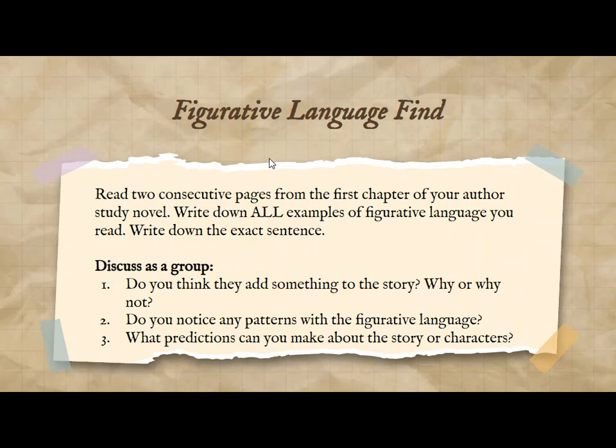All right, so what you're going to do with your group is to read 2 consecutive pages from the first chapter. You want to write down all the examples of figurative language you read, and we're not just looking for personification, but you're looking for metaphors, similes, and hyperbole as well. I want you to write down the exact sentence, and you can just do this on a sheet of paper. And then you're going to discuss as a group. Do you think they add something to the story? Why or why not? Do you notice any patterns with the figurative language like we noticed with Furthermore? And then what predictions can you make about the story or about the characters? So discuss as a group for that, so it's going to help you in the next assignment.